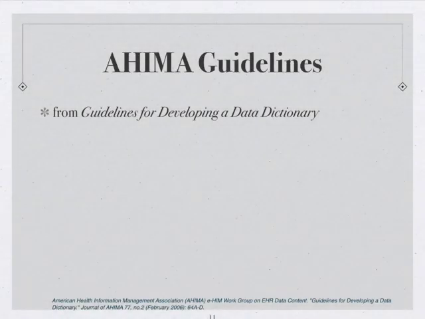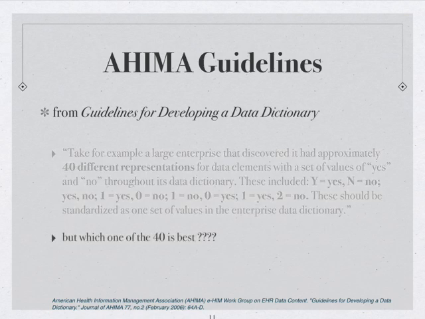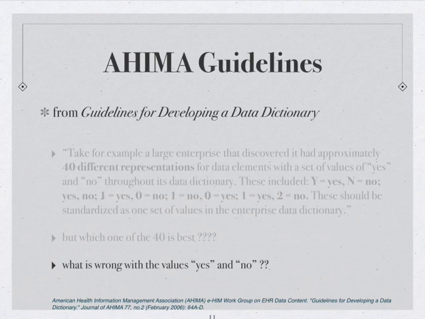A few years ago, the American Health Information Management Association published some guidelines for developing a data dictionary. In those guidelines, they cited a large enterprise that had discovered that they were using some 40 different ways just to capture yes and no. The guidelines recommended that such conflicting representations be standardized to just one set of values for the enterprise data dictionary. But they failed to even discuss what might be the best set to adopt. What is wrong with the values yes and no? Simple but effective.